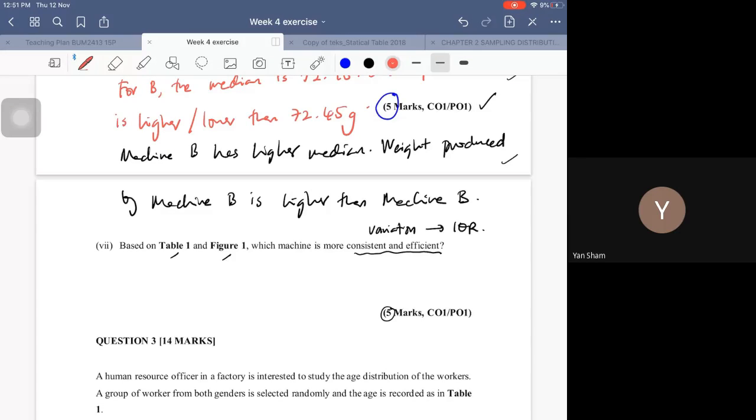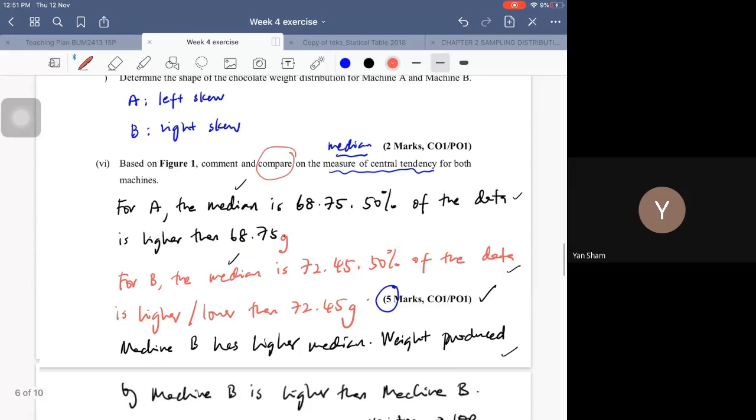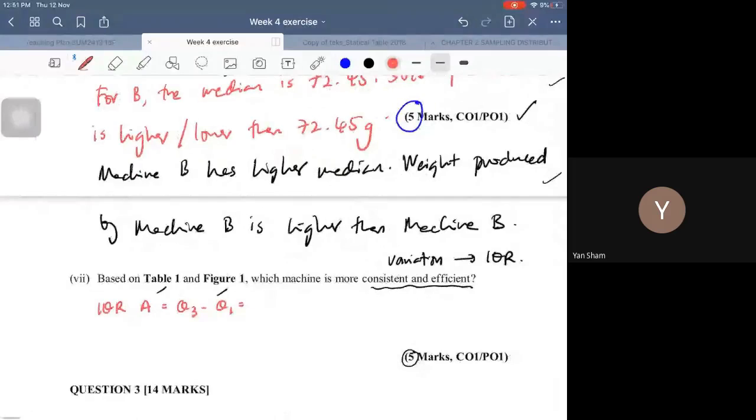First, I'm going to find the interquartile range for machine A. And we know the formula for the interquartile range is Q3 minus Q1. So what is the interquartile range for A? Please calculate for me the interquartile range for A. 2. Just 2, exactly 2. 2.0. Okay, it's going to be 2 or 2.0. And then for the interquartile range for B, what is going to be the value?